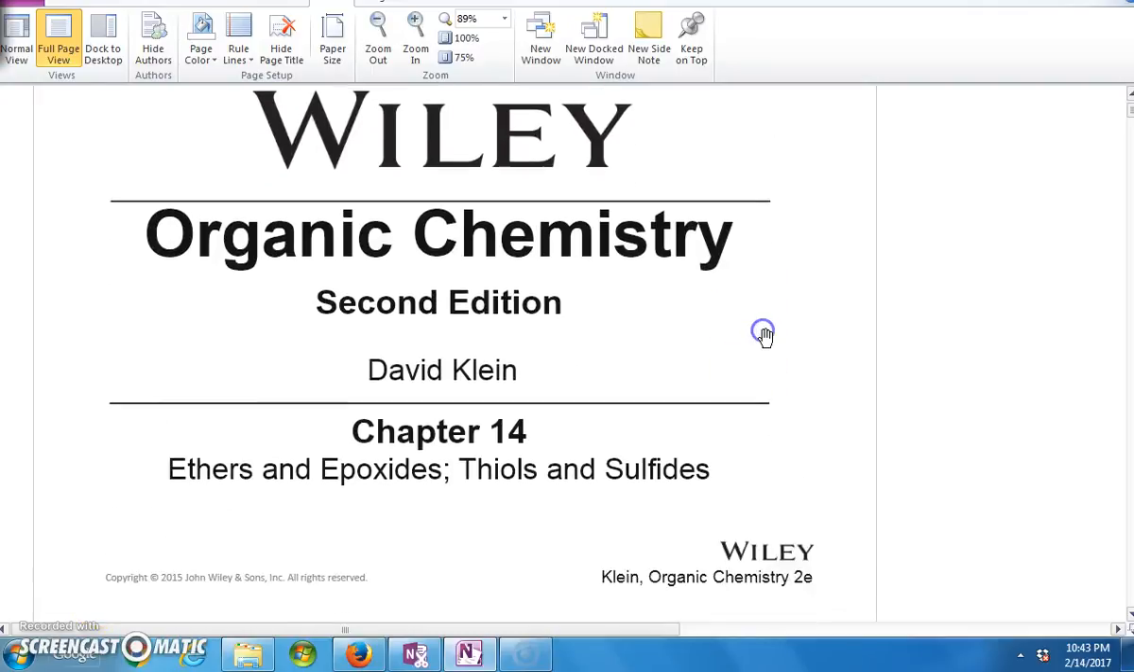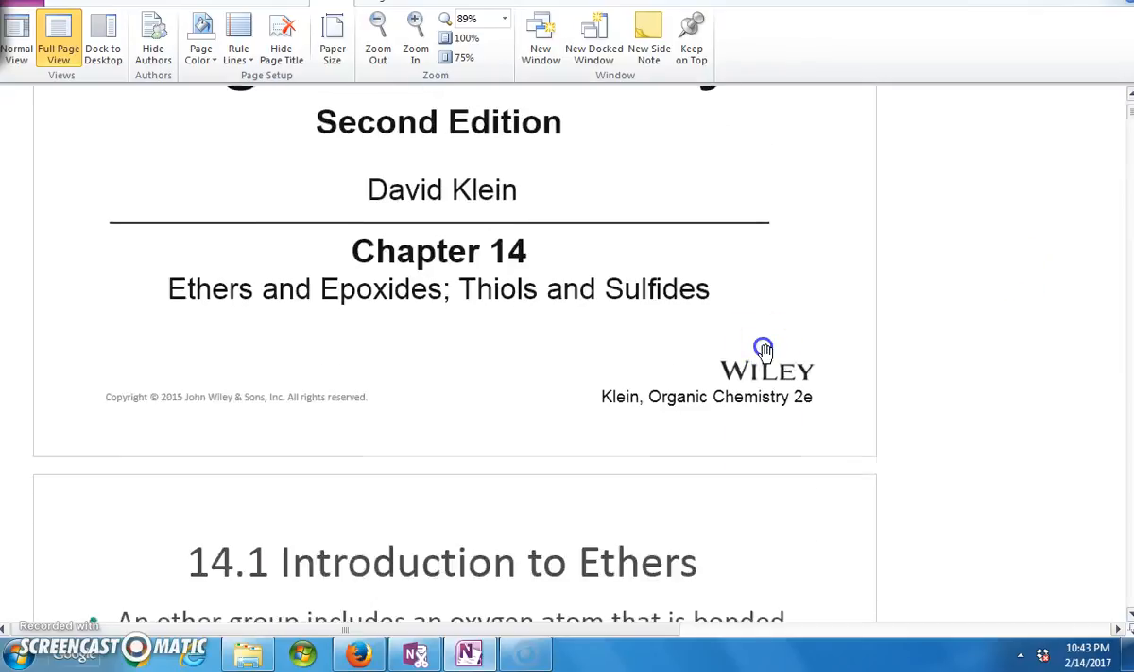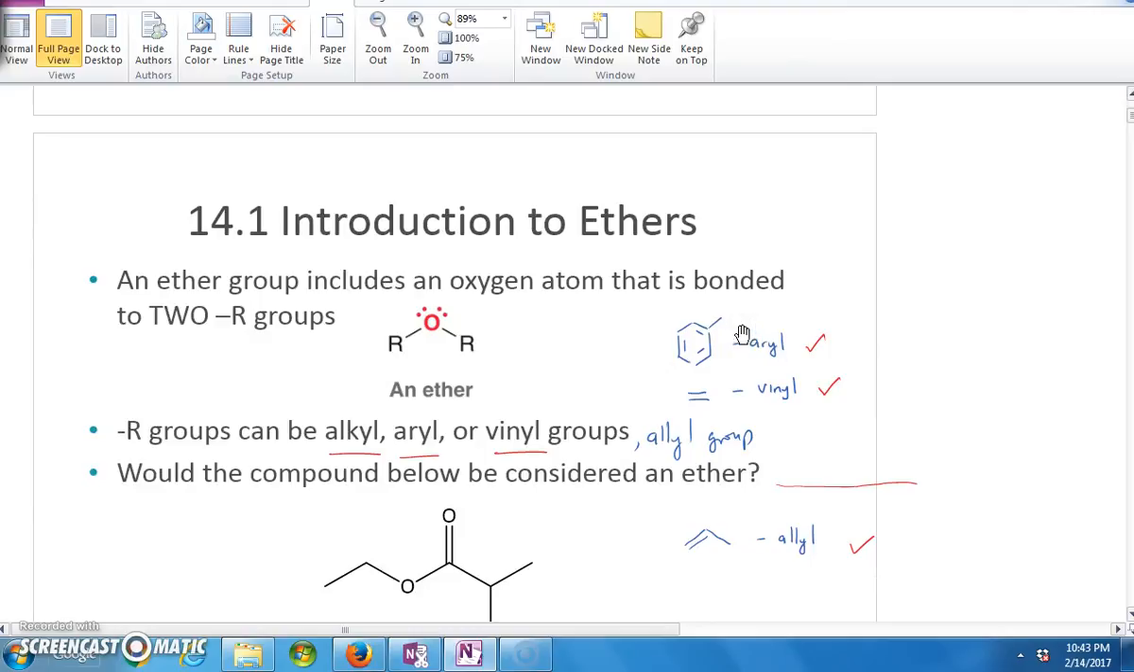So let's begin by looking at the chemistry of ethers and epoxides, thiols and sulfides. We begin with the chemistry of ethers. By now you should know what an ether functional group is. An ether group simply includes an oxygen atom that is bonded to two R groups. So this is an ether. You can see an ether.